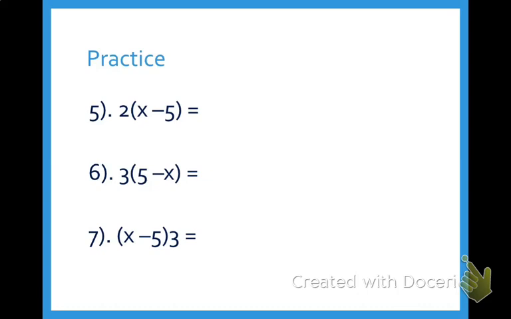So as we look here, my distribution does not change. My thinking stays the same. 2 times x is 2x, but with that minus sign or that negative sign, my symbol in my answer is going to also be that negative or that minus sign. 2 times negative 5 is negative 10.